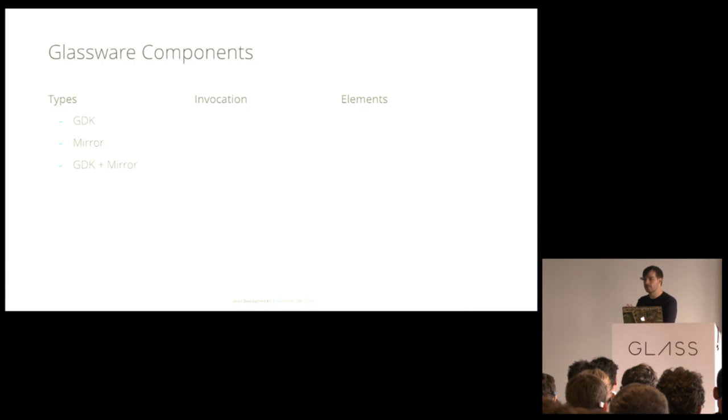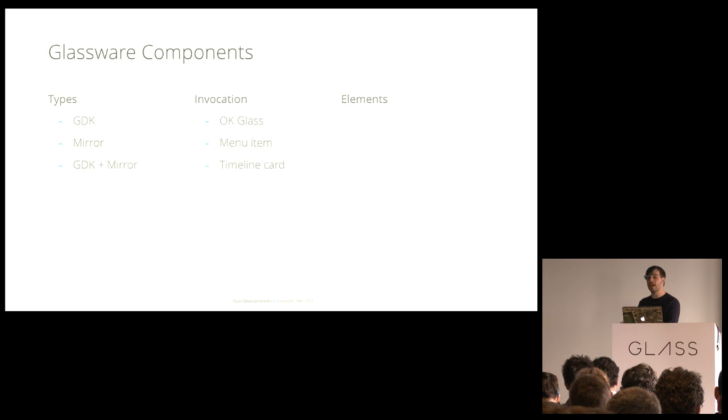So with types, and you'll see all these lists there, they're very simple and straightforward, like development on Glass. There's the GDK, which we're introducing today, and you're going to learn all about in the next however long this takes. The Mirror API, and this is what you've already been doing with the cloud-based API. And GDK plus Mirror. You can, in fact, use both of these in a dance together for a single user experience.